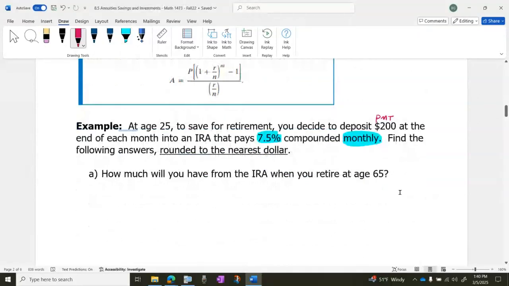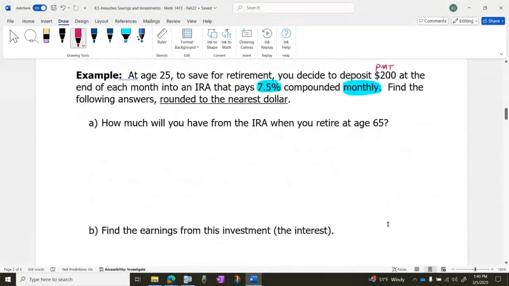All right. So let's see how many years. At age 25, you start the annuity, and you want to know how much money you have when you are 65. 25 to 65, 40 years, right? T equals 40. So if you use the formula, just know A is the value of the annuity.